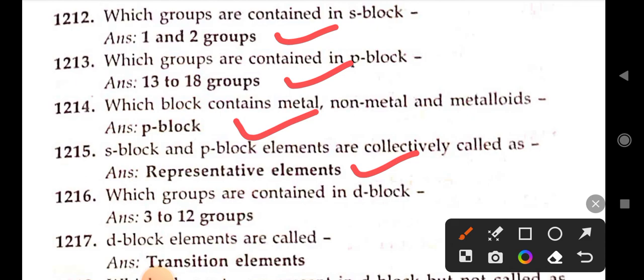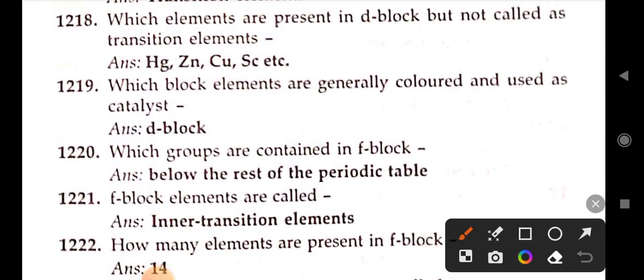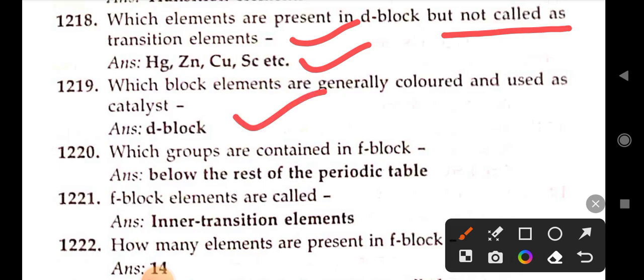Which groups are contained in the d block? Groups 3 to 12. d block elements are called transition elements. Next, which elements are present in the d block but not called transition elements? Hg, Zn, Cu, Sc, etc. Which block's elements are generally colored and used as catalysts? The d block. Which groups are contained in the f block?